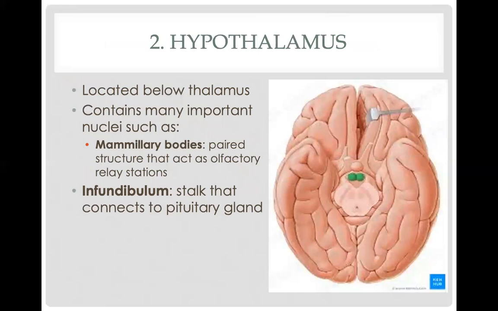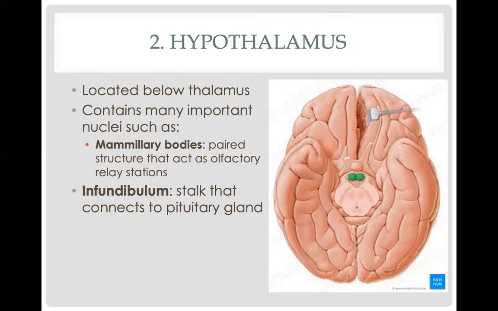Hypothalamus is the second structure within your diencephalon. It is located right below the thalamus, hence the word hypothalamus. It also contains a nucleus called the mammillary body, which acts as a relay station for olfactory sense. So all of your senses, with the exception of olfactory, are controlled by your thalamus, and instead of olfactory, your mammillary body acts as a relay station for it.